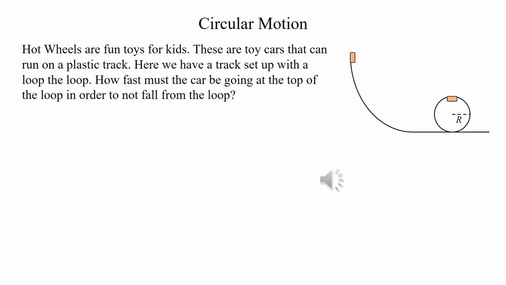How fast must the car be going at the top of the loop in order not to fall from the loop? If the car doesn't go fast enough, it will fall out of the loop before it gets to the top. So it has to go fast enough to make it all the way around the loop and keep going. So what is the minimum speed that we must have at the top of the loop? Well, based on the previous example, we should know how to solve this.